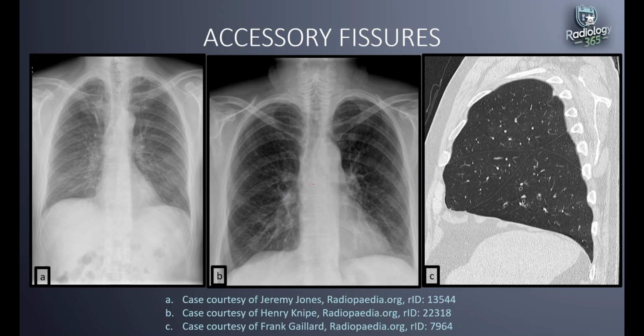Next, we'll look at some accessory fissures. Now, these accessory fissures are not present in every human being. They are anatomical variants. If you look in the right upper lobe here, there is this fissure that runs obliquely in the apex, which is actually what we call the azygos fissure. It's an accessory fissure and it's present in less than 1% of patients. And it basically creates what we call the azygos lobe.